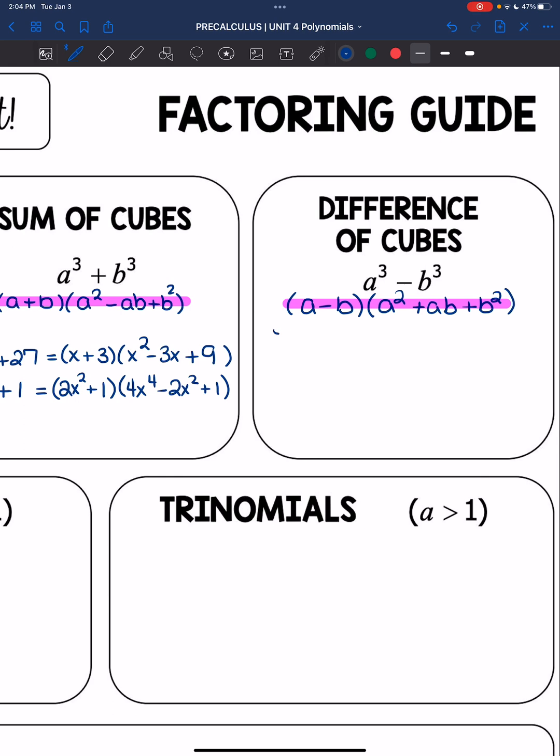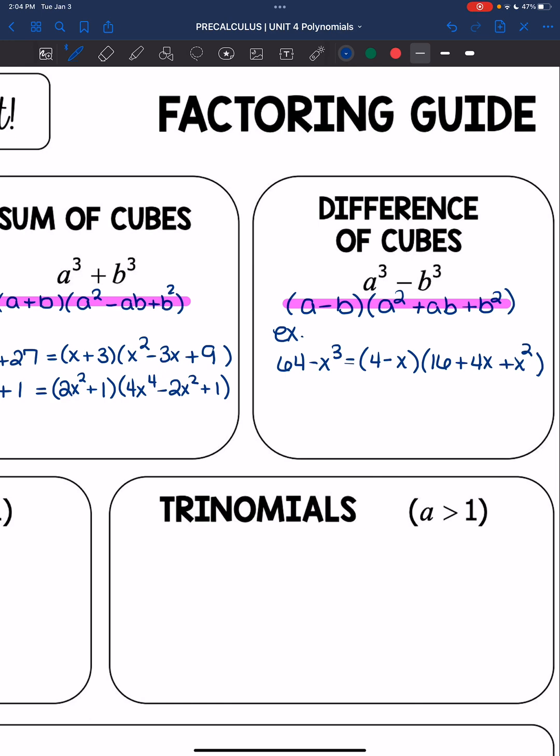So let's look at an example here of a difference of cubes. We could have 64 minus x cubed. This is a difference of cubes, where the first term, take the cube root of 64, that is just 4. Then the format is to subtract the cube root of x cubed, which is just x. Now take that first term and square it, that's 4 squared, which is 16. Now add the product of a and b, that's 4x. And then add your b and square that. So that's x squared.